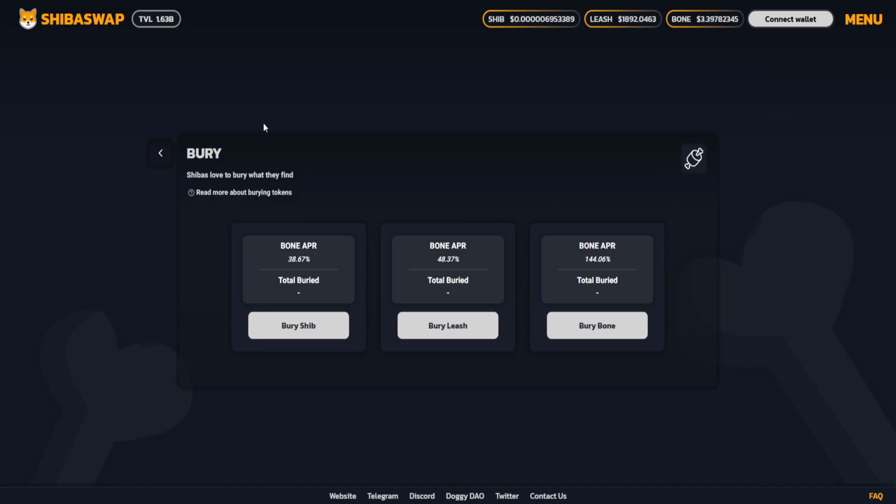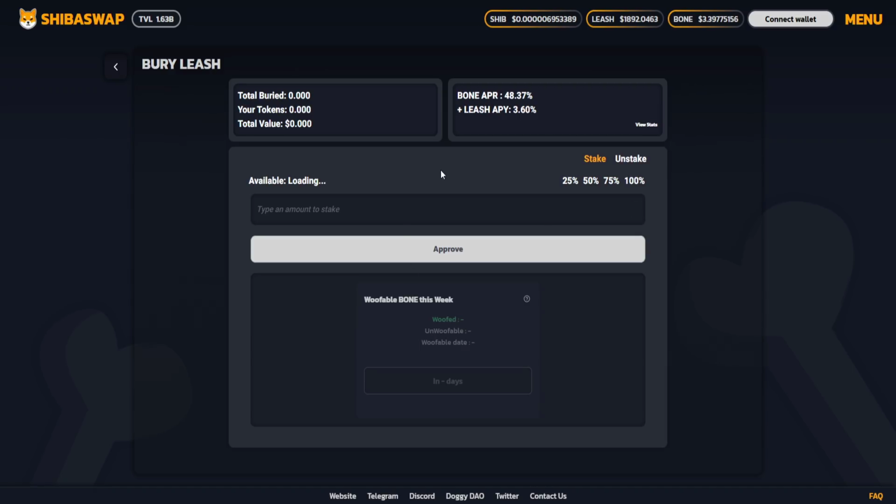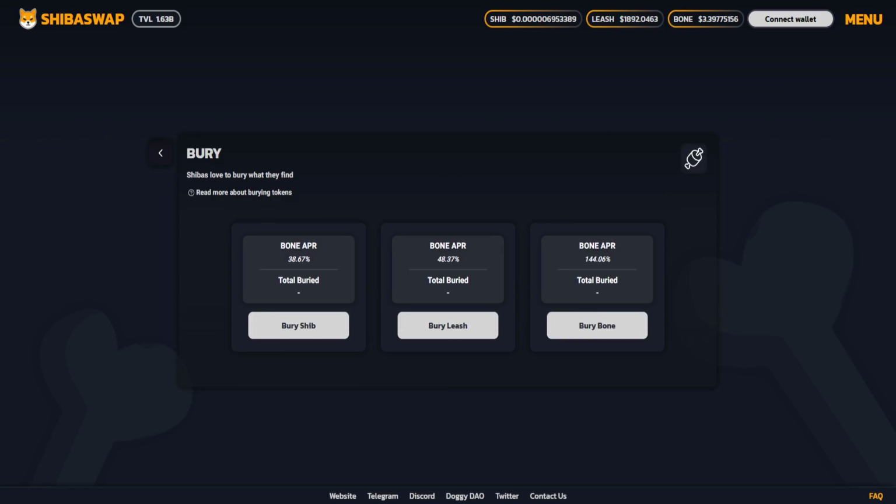The burying Leash hasn't really changed all that much. It's sitting here at a 48% APR and a 3.6% APY. This is for Bone, this is for Leash. It hasn't changed very much, but the ones that have really been mind-boggling are definitely the APYs when it comes to Ethereum for staking SHIB, and Bone for staking Bone. So the Bone for Bone that you're getting.